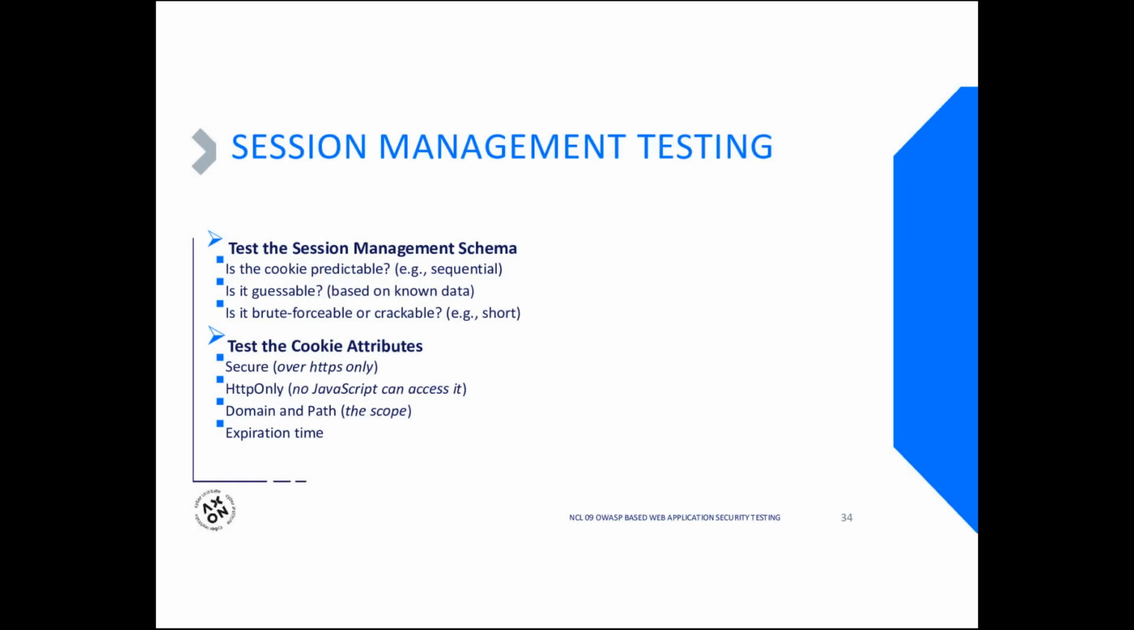Once you have gathered all this information, try to see if there is a pattern in the cookie, okay? And based on this pattern, try to figure out if it is predictable. If you figure out the formula of the cookie, then you can predict the next cookie that will be generated by the server for other users.